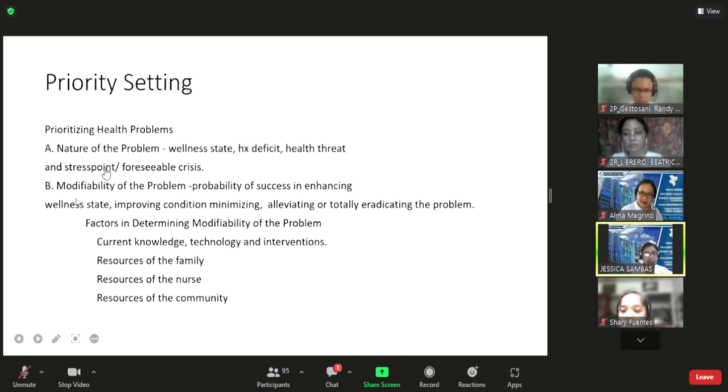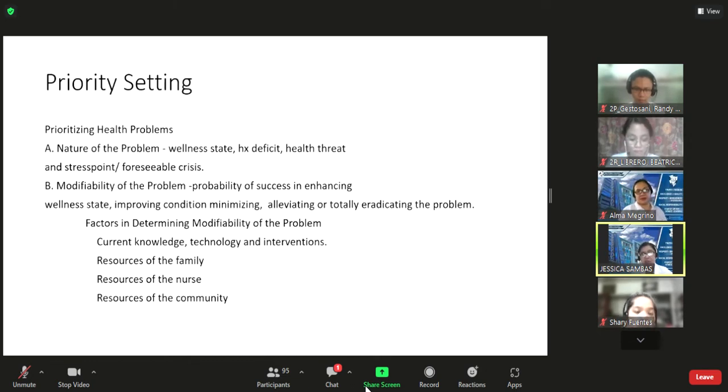Another criteria would be modifiability of the problem. When you say modifiable, meaning we can change the problem. Probability of success in enhancing the wellness state, yung sabi ko kanina. So if what we see only is a potential, can we improve it para maging readiness na talaga, no? So can we enhance it further? Pwede pa ba? Then, or can we improve the condition? Can we minimize the problem? Can we alleviate it or totally eradicate the problem? So yan po yung focus ng ating modifiability.